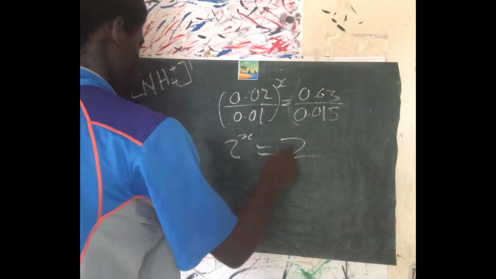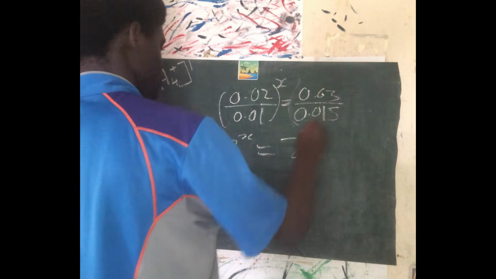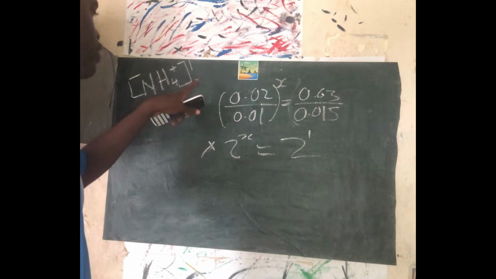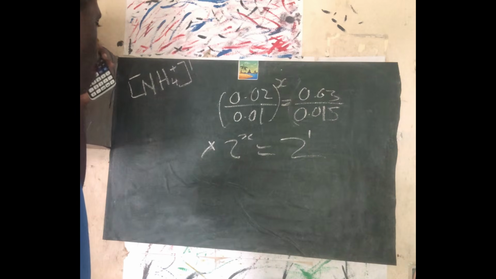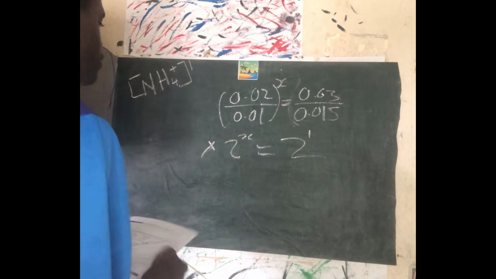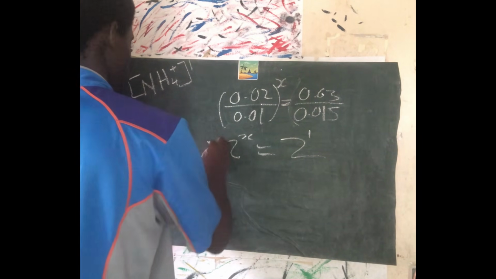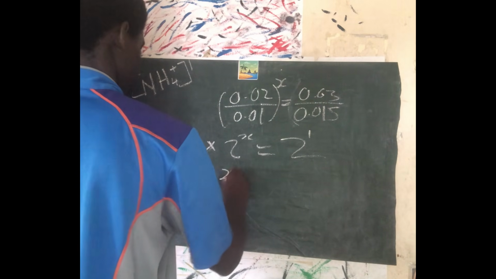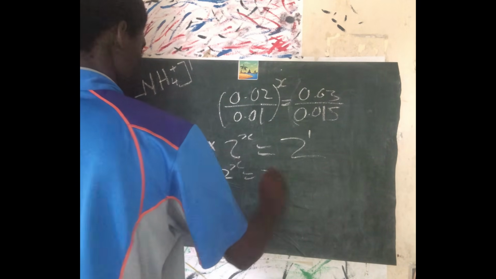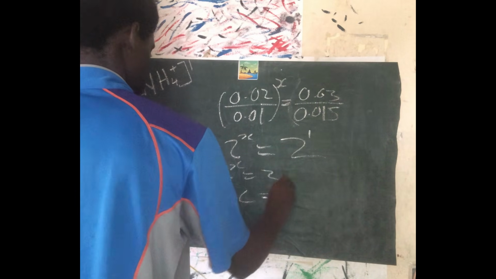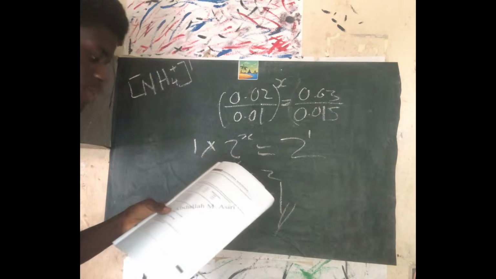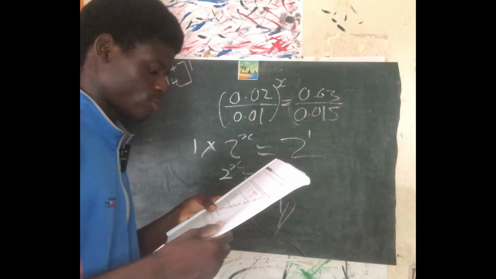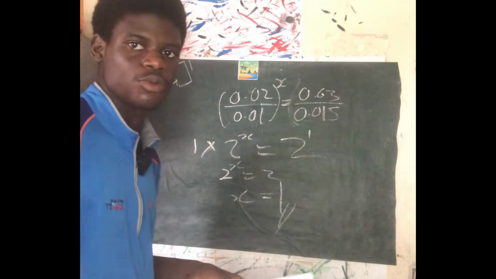2 raised by x is equal to 2. This one is 1, but we are going to multiply this one with the order that we got here. That will be times 1. That will be 2 raised by x, that's 2 raised by x equal to 2. That means the order will not be x, it will be 1. Since x is 1, that means the order of reaction is 1. And that will be option B.